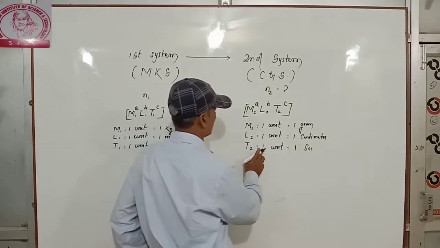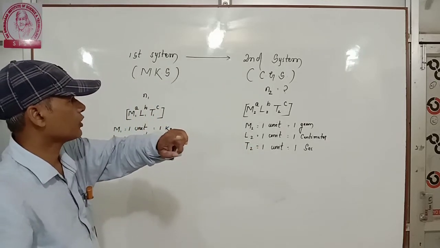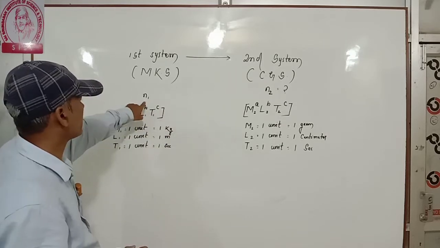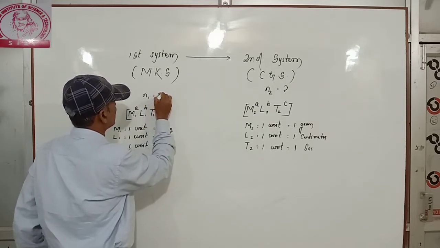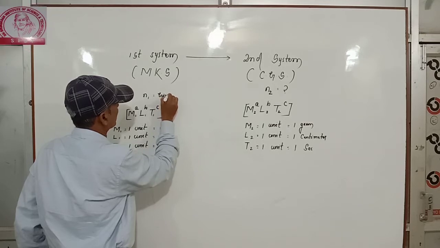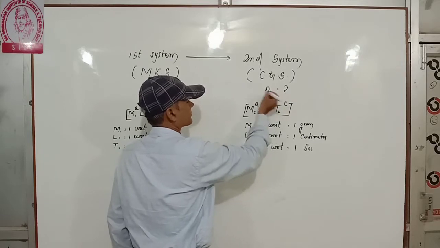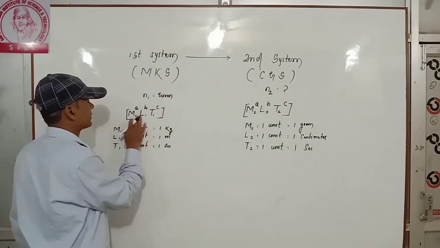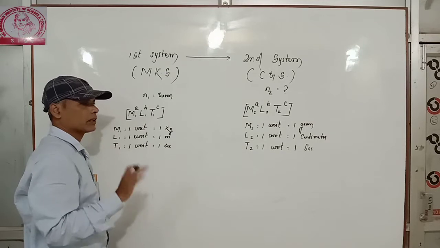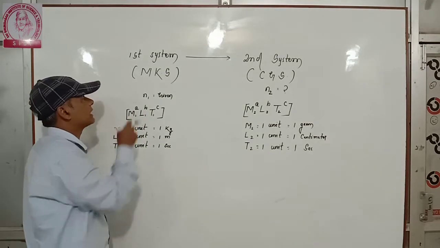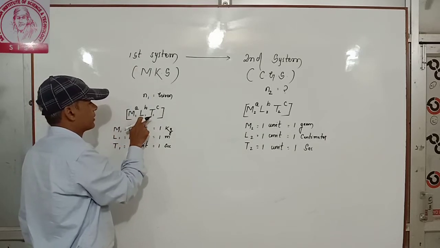So now you have to look again at what I have written. N1 is given, N2 we have to derive. The dimensional formula is M to the power a, L to the power b, T to the power c. It is in the first system, so I have written M1, L1, T1.